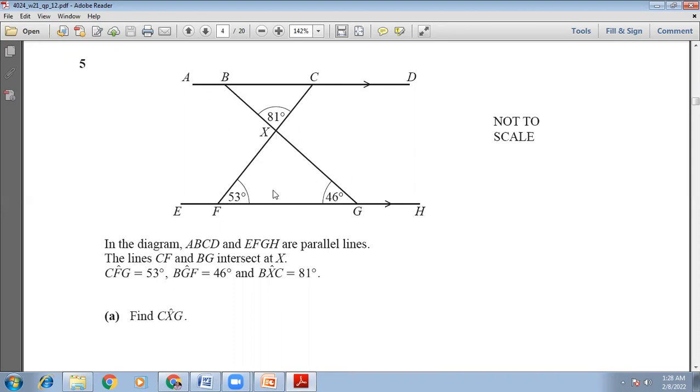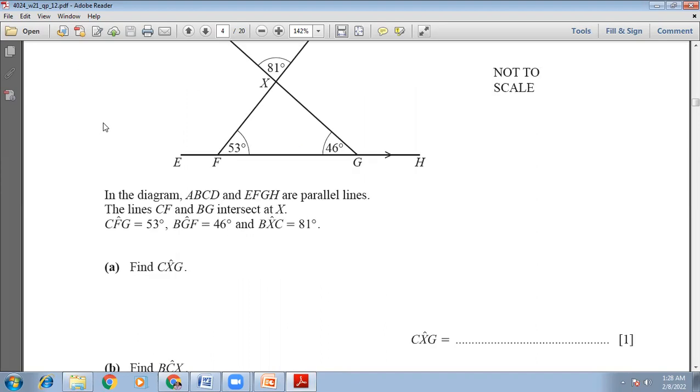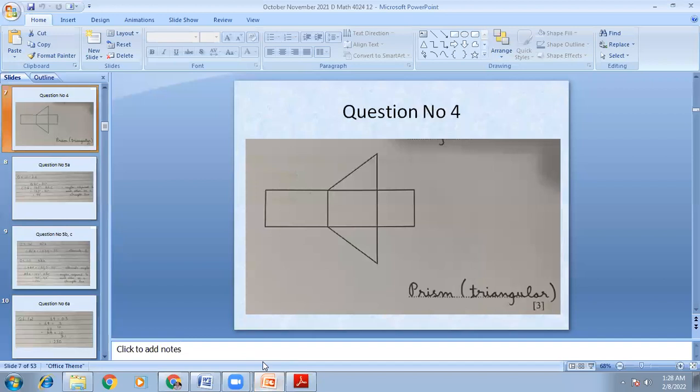The angle CFG is 53. The BGF is 46, and this angle BXC is 81. Find the CXG. They want you to find out this angle. So it's a straight line, and this adjacent angle is 81, and there are only 2 adjacent angles on this straight line, so their sum will be 180, because this is a straight line. 81 plus BXG, their sum will be 180. They will be supplementary.